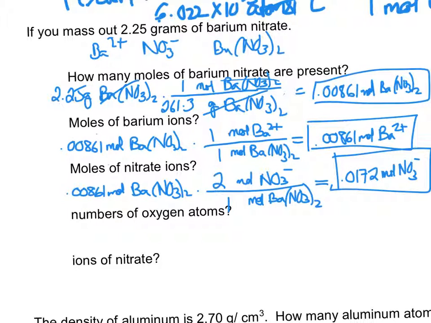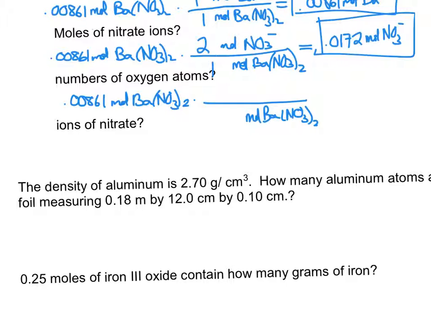Next one is number of oxygen atoms. Again, you can start with your 2.25 grams of barium nitrate. You can start with the moles of barium nitrate. You can start with the moles of nitrate. Whatever you want. I will choose to start with the moles of barium nitrate again. And on the bottom, I'll put moles of barium nitrate. On top, I will go with moles of oxygen first. I can't go from moles of one substance to particles or atoms of another substance. So I have to go to moles first.